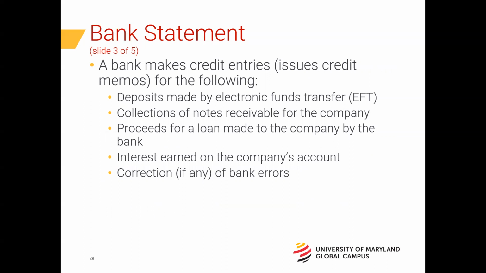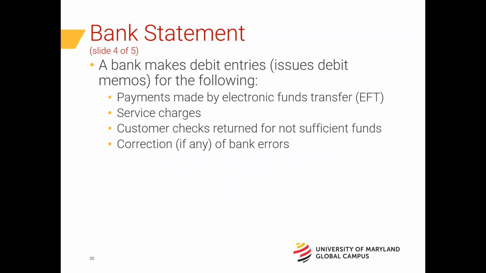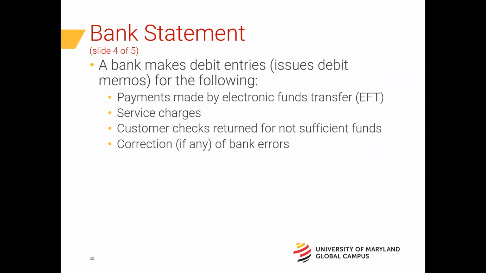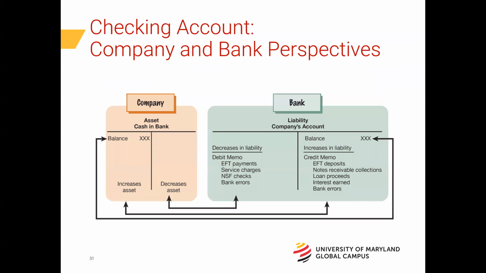And of course, the bank statement records a lot of additional information like any type of errors, returned checks, service charges, EFT payments, interest earned, proceeds from a loan, things of that nature. And then with those extra components, we make adjusting journal entries. And all of this is done through the reconciliation process.